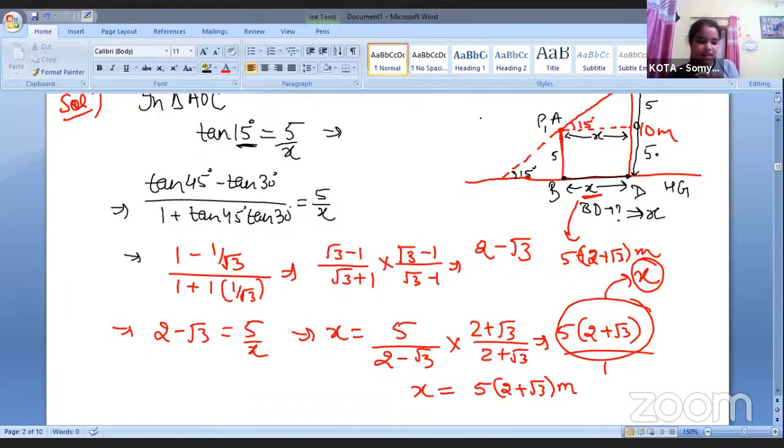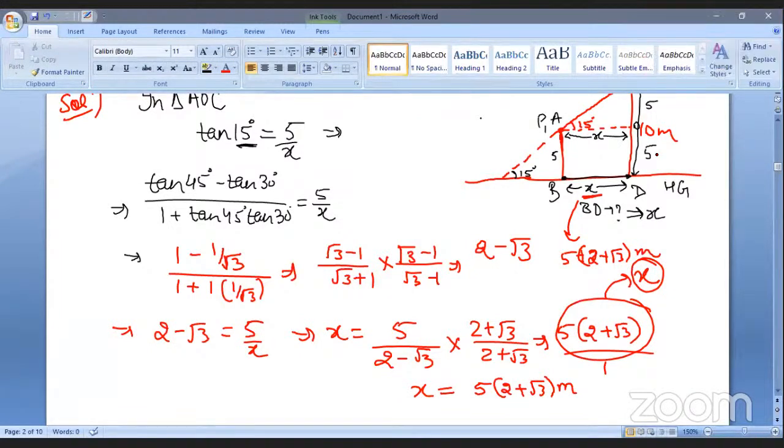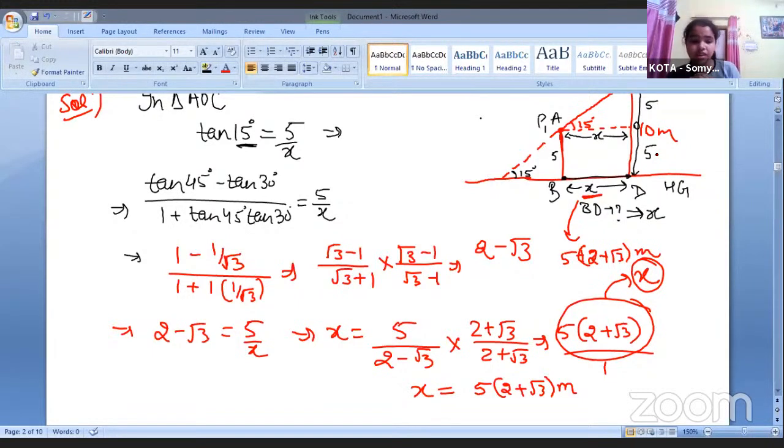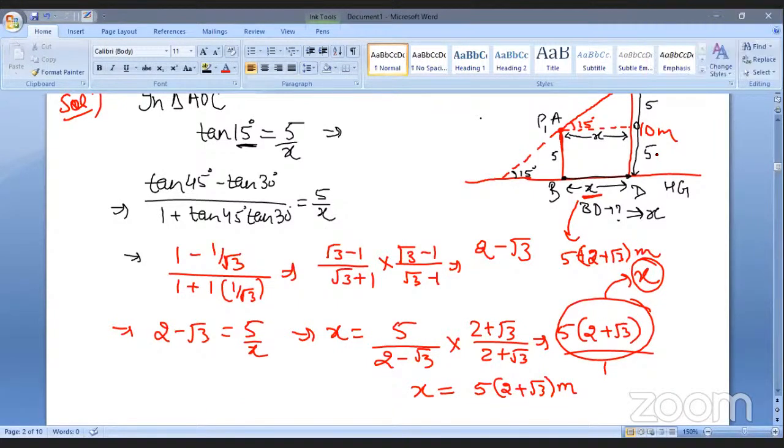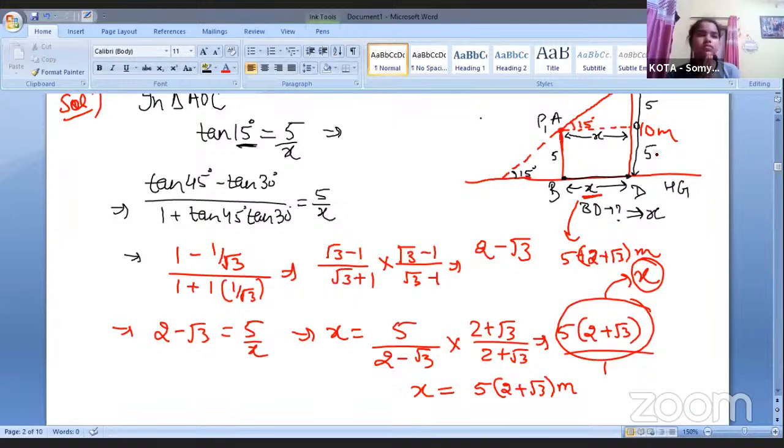Now, is there any doubt in this question? Ma'am, the tan 15 degrees formula we use, for sine and cos it will also be the same, no? No, it's not the same for sine and cos. It's for tan only. It's tan of theta 2 minus theta 1 equals tan theta 2 minus tan theta 1 divided by 1 plus tan theta 1 tan theta 2.